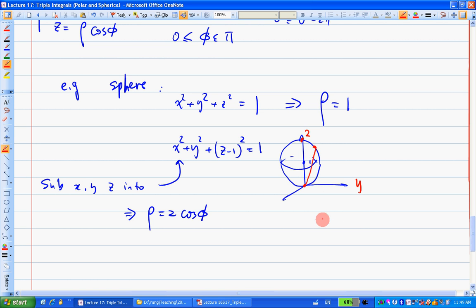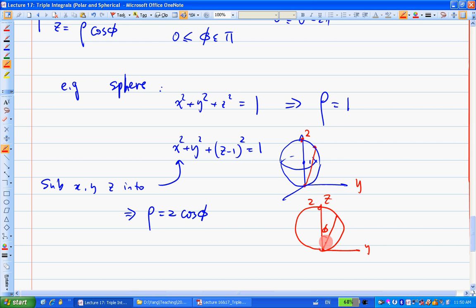If I draw it here, when I'm looking into the z-y plane, it's a circle. This is z, this is y, and this is 2 here. When I draw the line, I draw an arbitrary line, which basically means I don't specify the phi angle, but I just draw this one here. That's the phi. According to the definition of the spherical coordinates, this is phi.